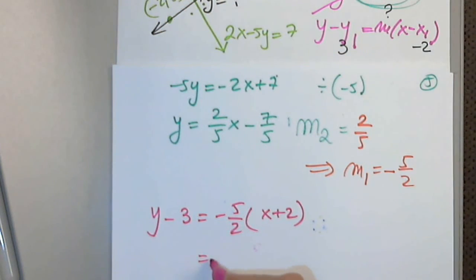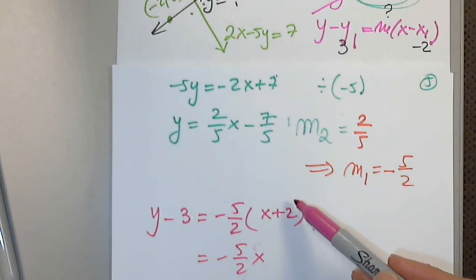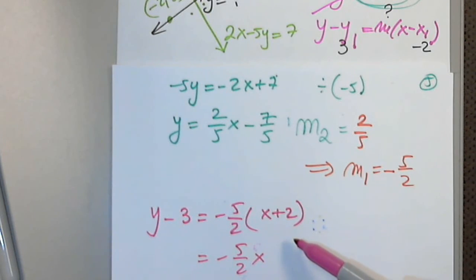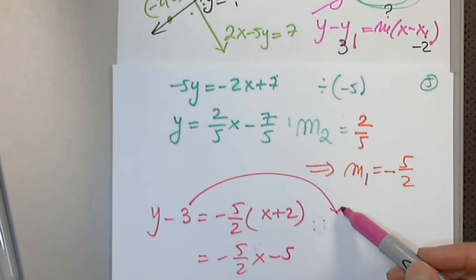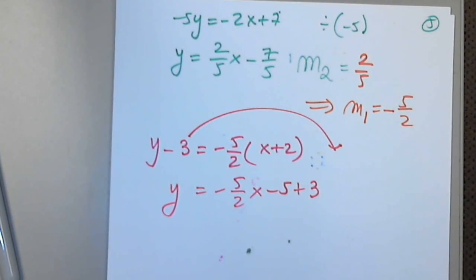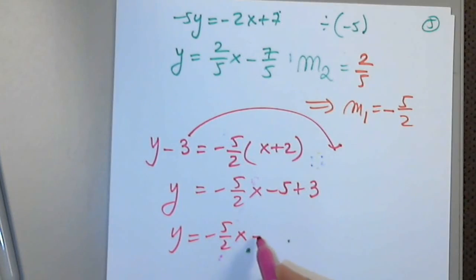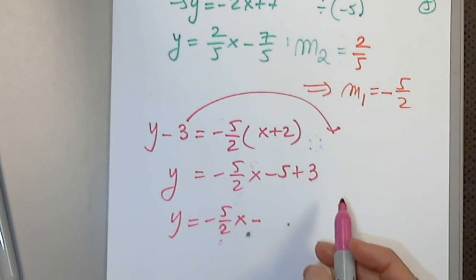So I'm distributing negative 5 halves x. And now perform the operation negative 5/2 times 2/1. Always simplify first. Negative 5. And now I have to bring a positive 3. So final step. I owe you $5 and I say to you, Heather, I only have 3 today.